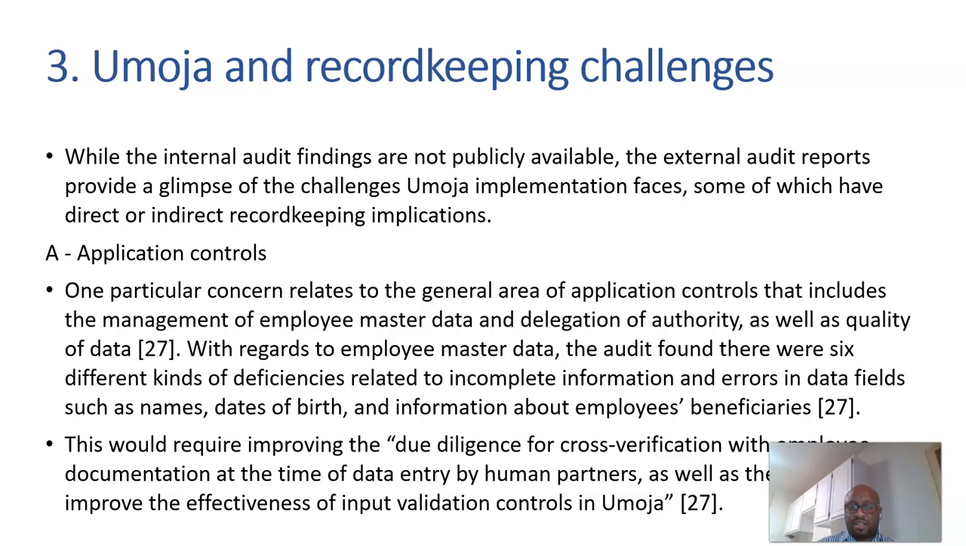When we talk about employee master data, 6 different kinds of deficiencies were found. This included incomplete information, errors in data fields such as names, dates of birth, and information about employee beneficiaries. These are employee dependents. And of course, these have huge implications around such things as pension calculations and so on. And I mean, if we have errors in names, then it's fundamentally flawed how you manage your HR information.